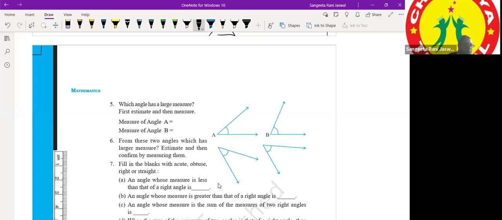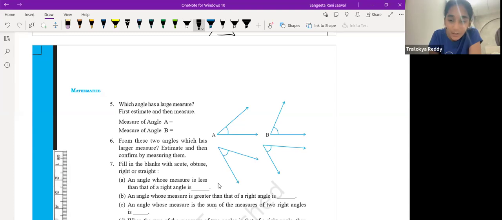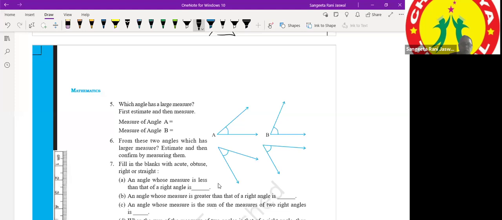Yes, Trilokya, you tell me, what is angle A? Ma'am, I don't have the book with me. Okay, it's different. No problem.